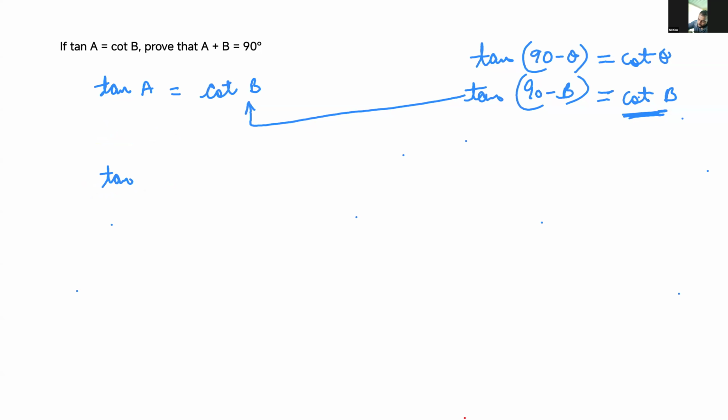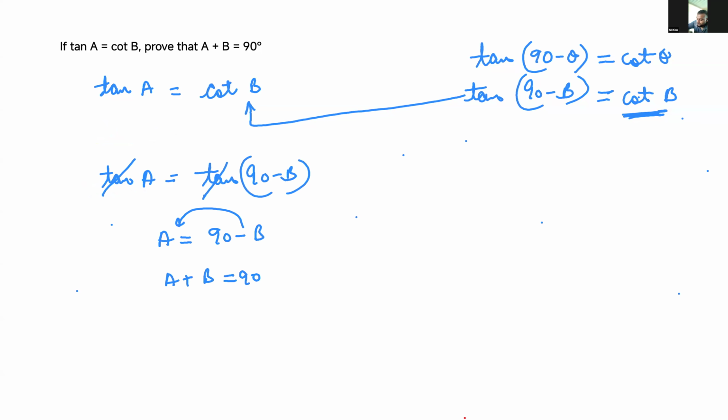tan A can be written as tan(90 minus B). Now this tan and this tan will cut. So A is equals to 90 minus B. Now this minus B will go here. Then it will become A plus B. I did a long way.